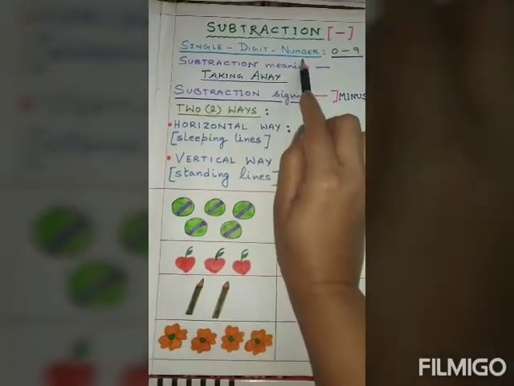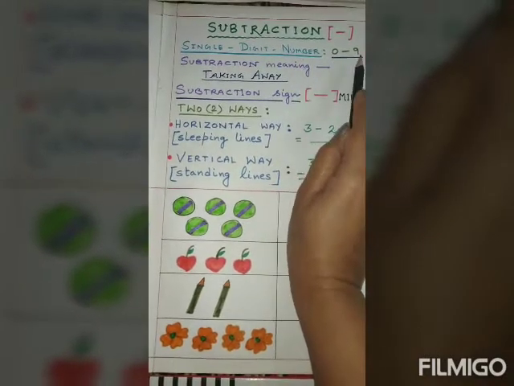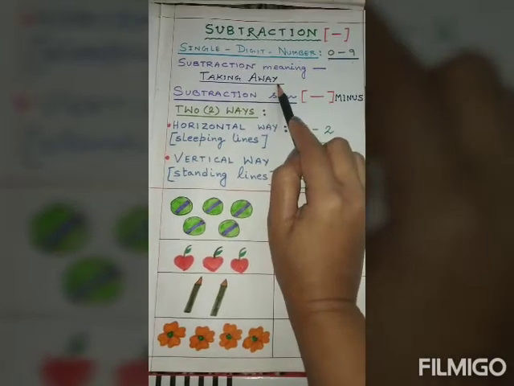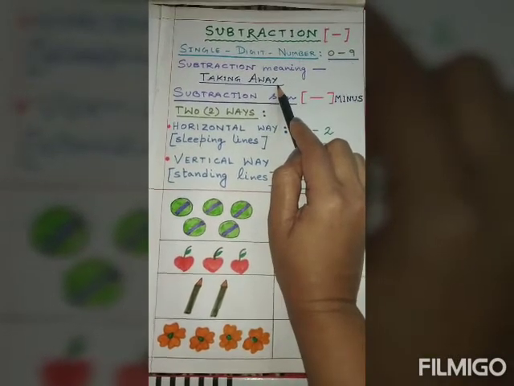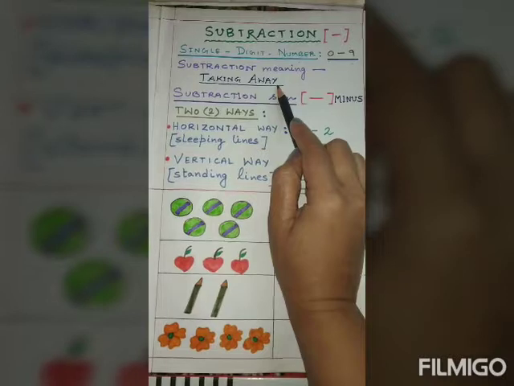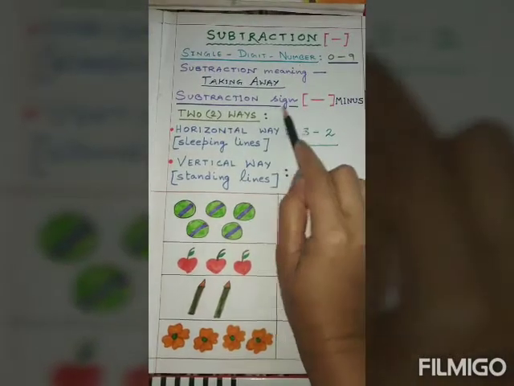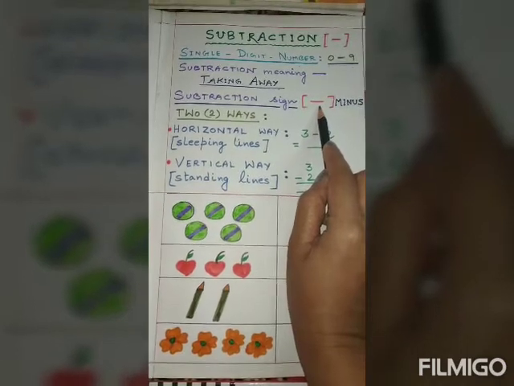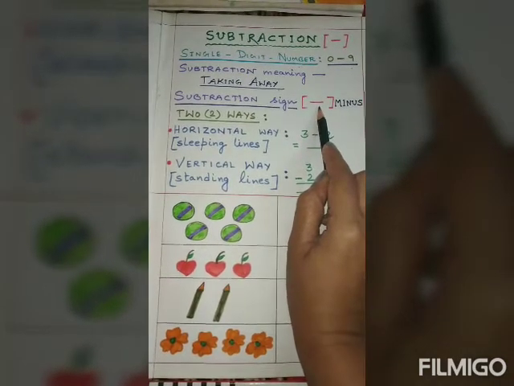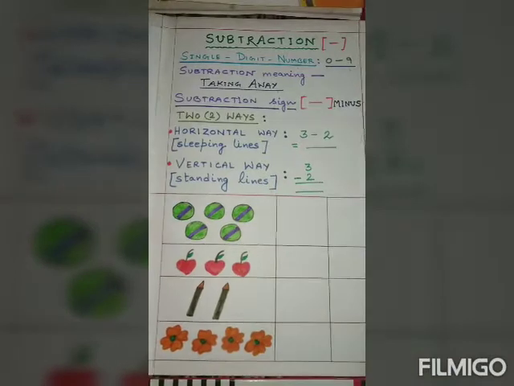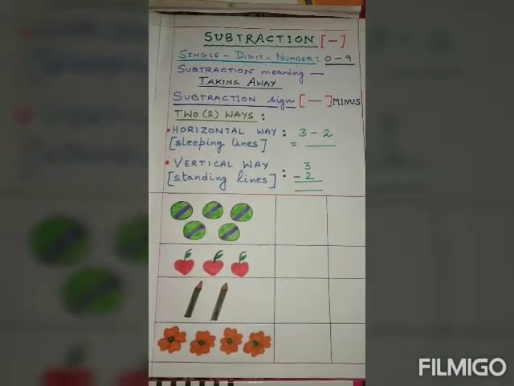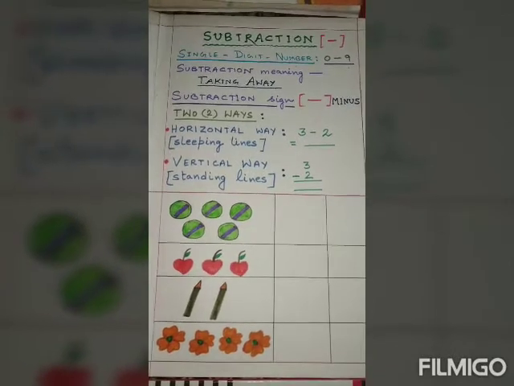Single digit number, numbers from 0 to 9. Subtraction means taking away one number from another number. And the sign of subtraction is minus. This is the sign. And this sign is very important while we do subtraction. Without this sign, the subtraction is incomplete.